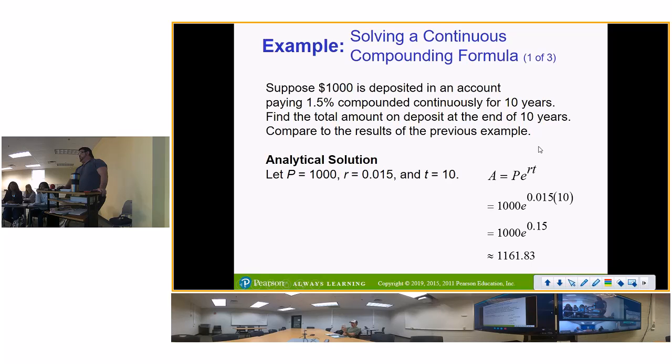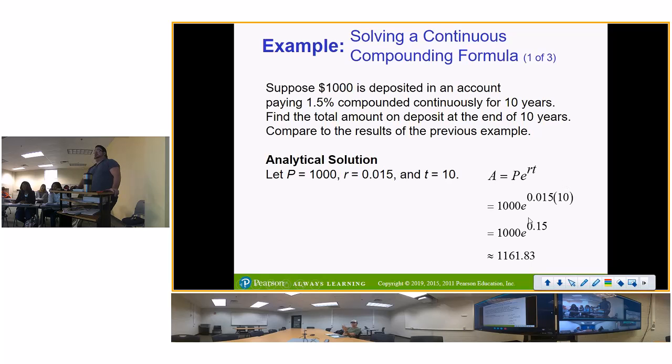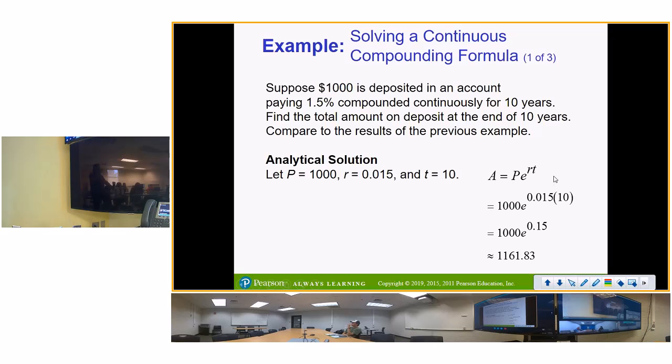Second, natural log, I think. Somebody check me. I found it. Second, natural log. So you would type in 1,000 times second e, which is second natural log, and then it's going to have parentheses. You type in 0.15, close parentheses, and then enter. It should give you about the same thing, 1161.83. Those are two good questions for the test.